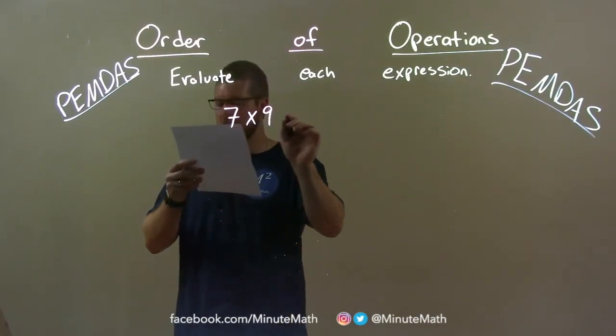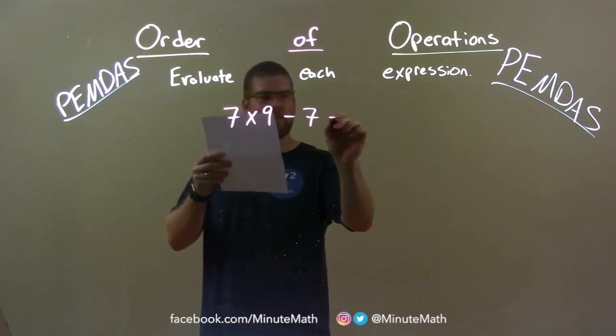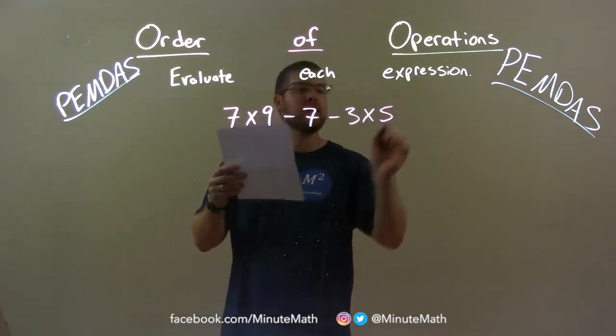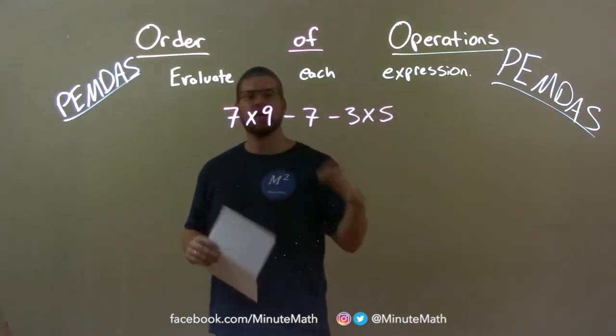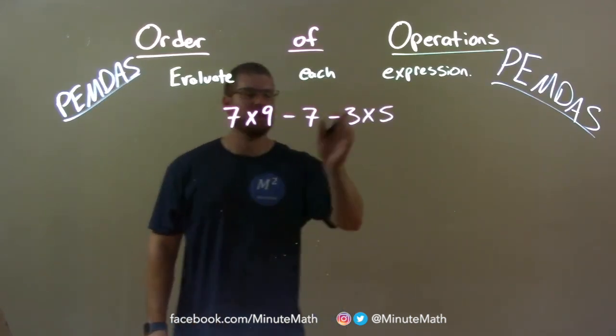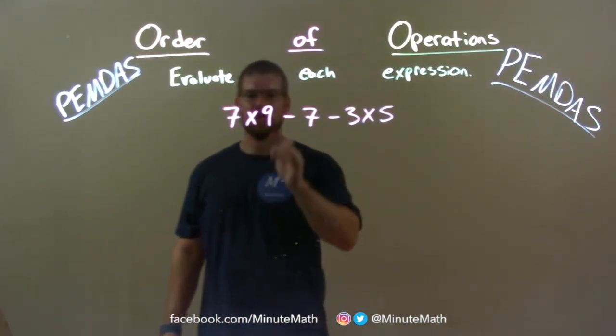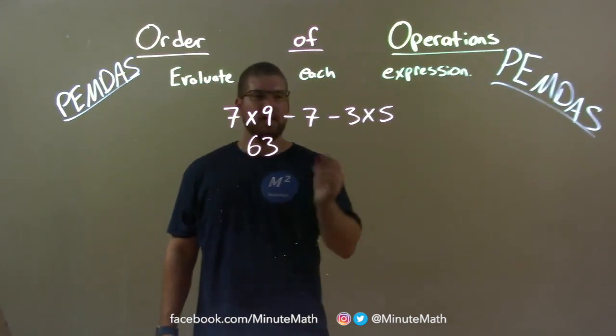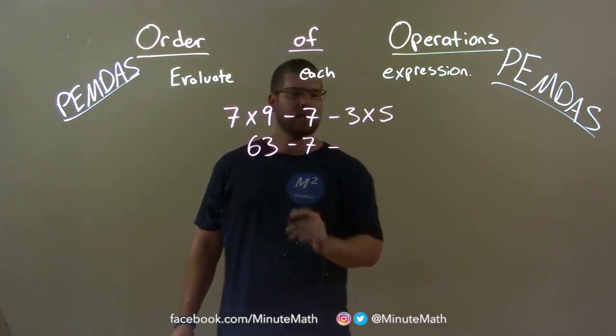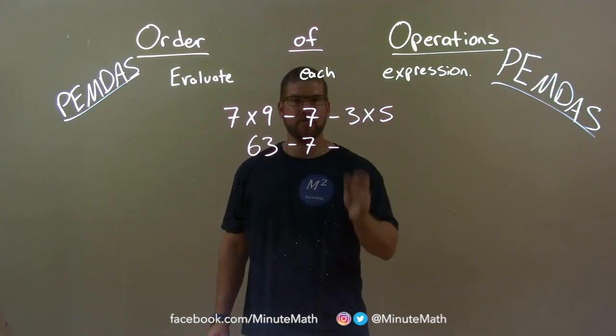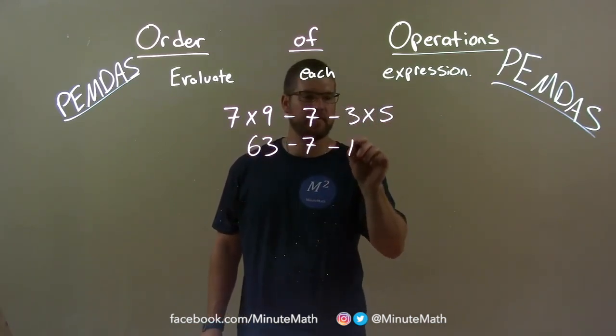7 times 9 minus 7 minus 3 times 5. Okay? Multiplication is our highest order, and we see it twice. Okay? So let's go deal with that. 7 times 9 first, 63. Then we'll bring down the minus 7 and minus whatever 3 times 5 is. 3 times 5 being 15.